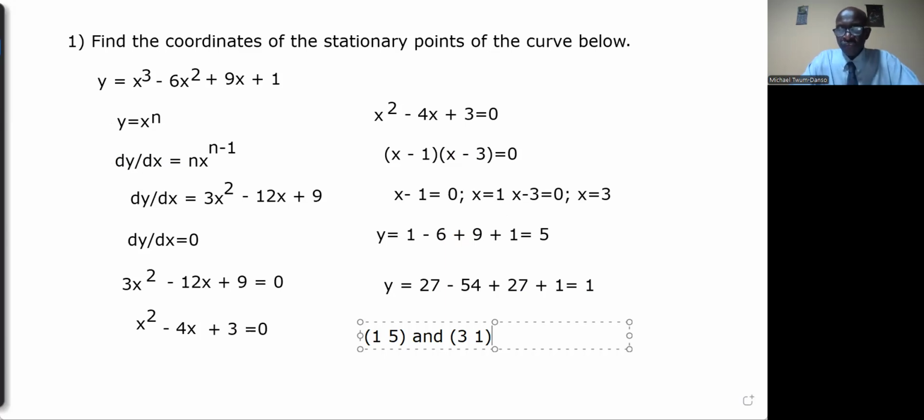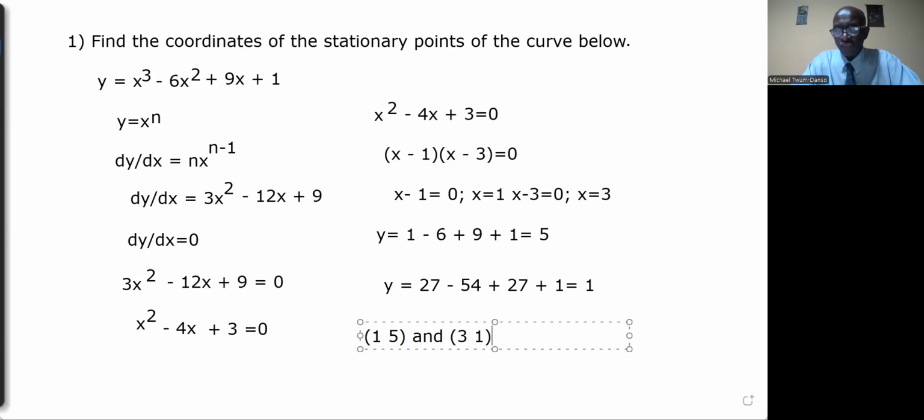If you want me to describe the curve, since it's x cubed, it starts from the third quadrant, which is the negative x coordinate and negative y coordinate. The curve starts to increase, and it cuts through 1, which is the y-intercept, y equals 1, because when x equals 0, you get y equals 1. So the curve increases to the local maximum, the stationary point 1 and 5, where it turns. At that point, the tangent to the curve is horizontal, with slope equal to 0. So the curve begins to decrease to the local minimum at 3, 1.